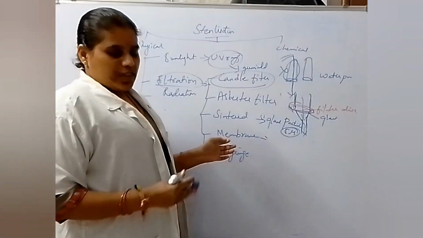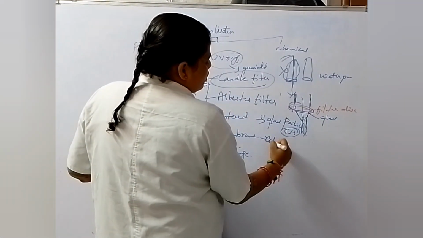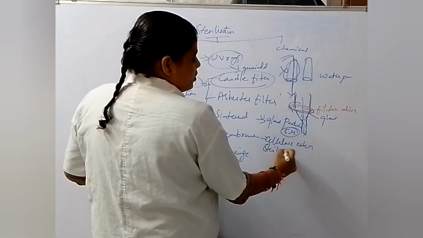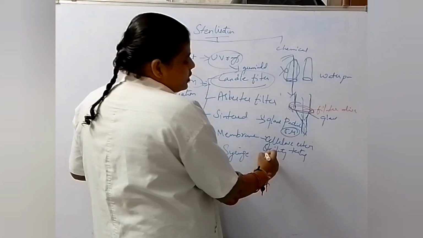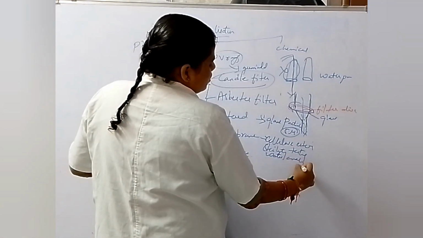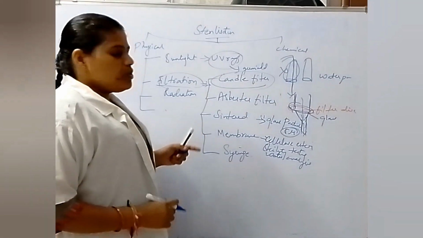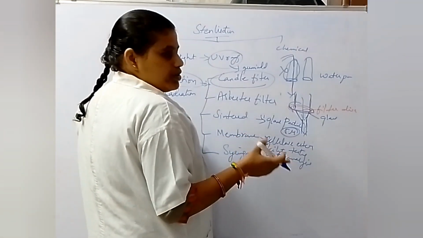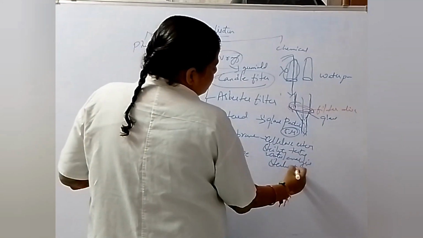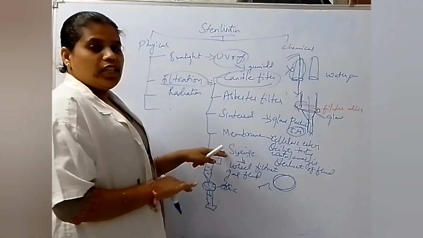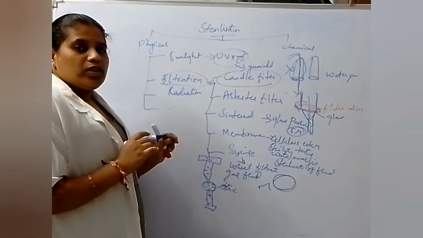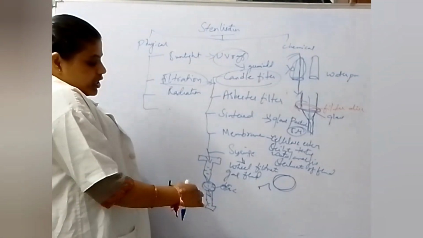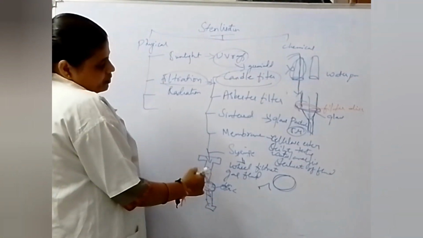In membrane filtration, the disc is made up of cellulose ester. It is used for sterility testing and for water analysis. It is also used for the sterilization of a fluid which we can use for further dilutions. Syringe filtration is also known as wheel filtration because the disc is in a wheel shape. Here we force the fluid into the disc so that the filtration occurs and it enters into another syringe.